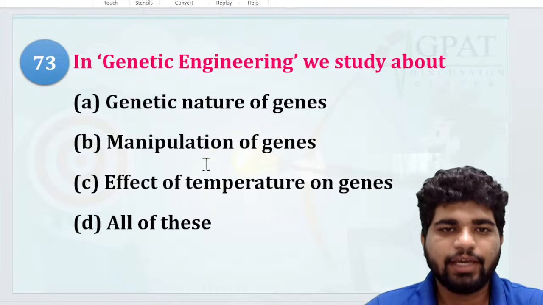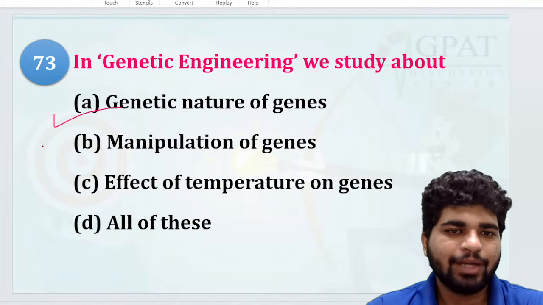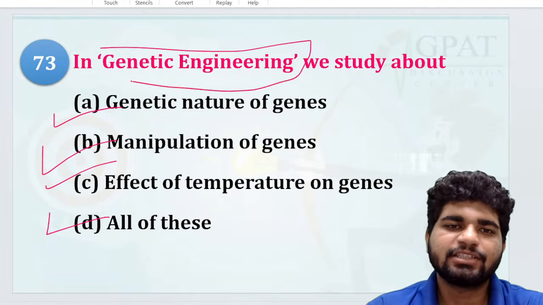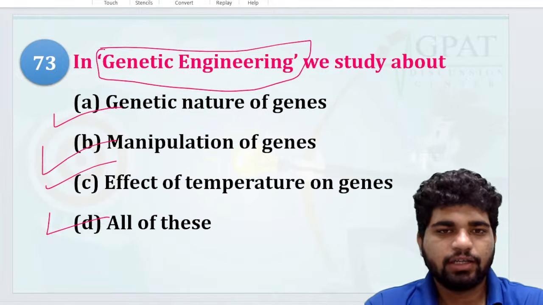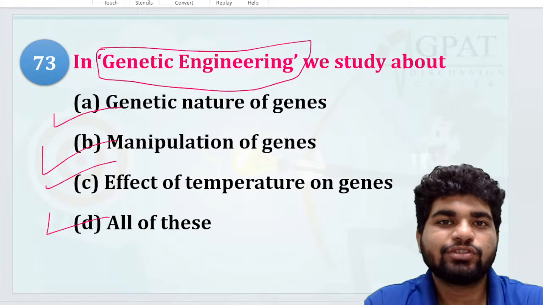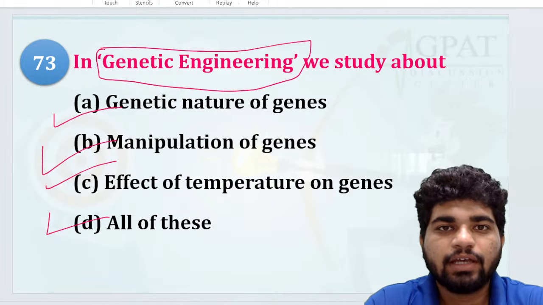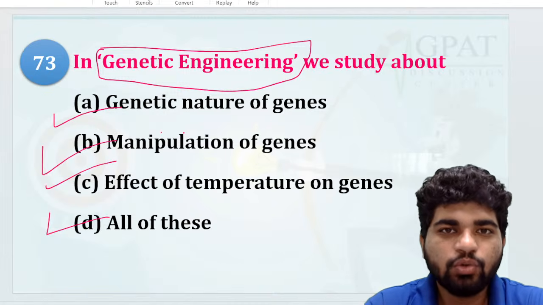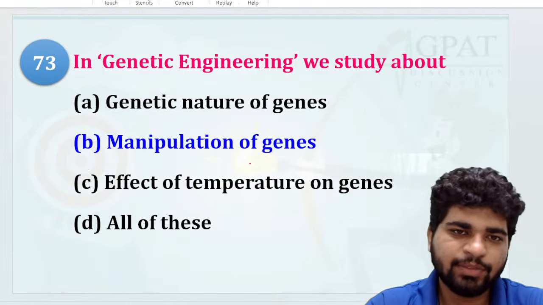In genetic engineering, we study about what? We study about genetic nature of the genes, manipulation of genes, effect of temperature on genes, or all of the above. Genetic engineering is sometimes considered as recombinant DNA technology, right? But genetics is not associated with DNA only. It is associated with chromosomes also, RNA also. So that is the manipulation of genes that we do. We do some experiments on these genes. That is why genetic engineering has been done.